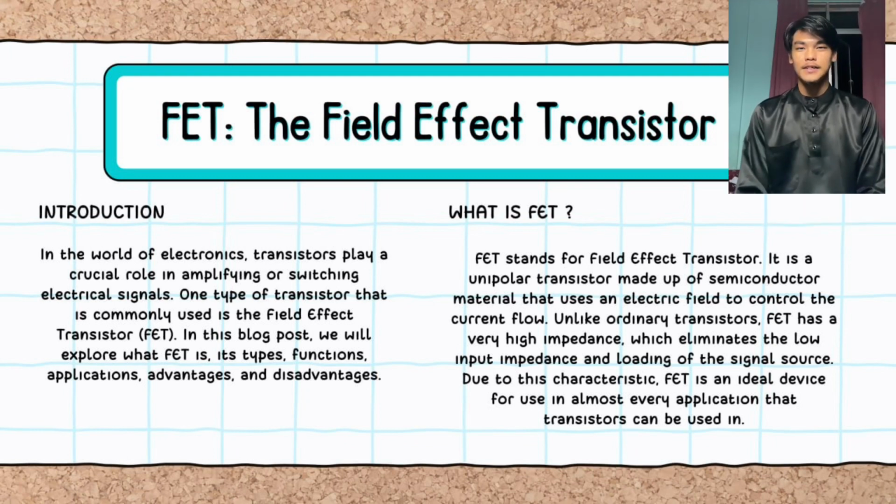So, what is FET? FET stands for field effect transistor. It is a unipolar transistor made up of semiconductor material that uses an electric field to control the current flow. Unlike an ordinary transistor, FET has a very high impedance, which eliminates the low input impedance and loading of the signal source. Due to this characteristic, FET is an ideal device for use in almost every application the transistor can be used in.